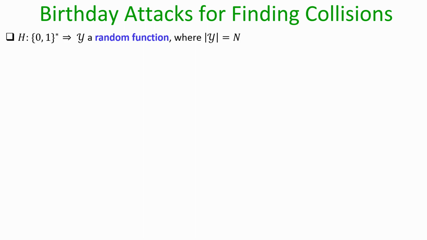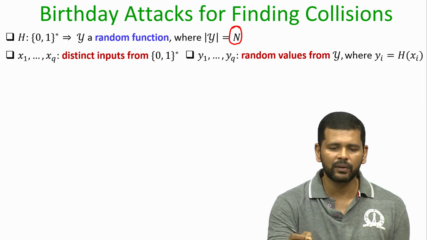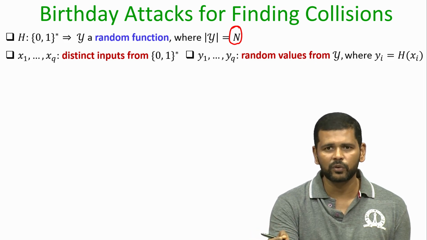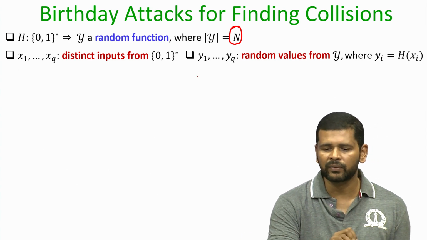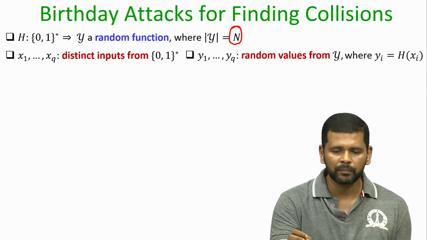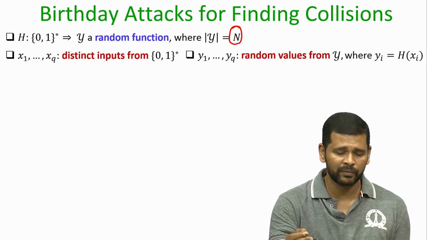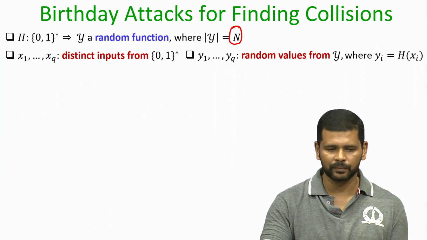So, let us set the setting for the generalized case here. You are given a truly random function from the set of binary strings to a fixed domain, where the size of the domain is big N, and say you have made q queries for these hash values on distinct inputs x1 to xq, and the corresponding output values are y1 to yq, and since I am assuming my hash function is a random function, each of these y sub i values are uniformly random values from the set of big N values which my hash function can throw as the possible output.